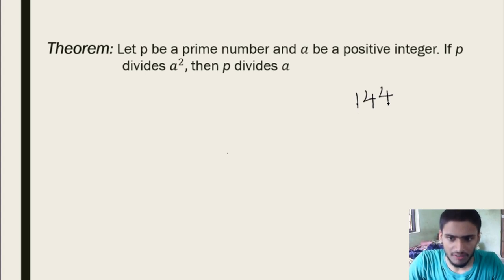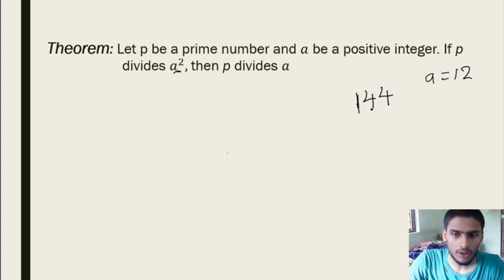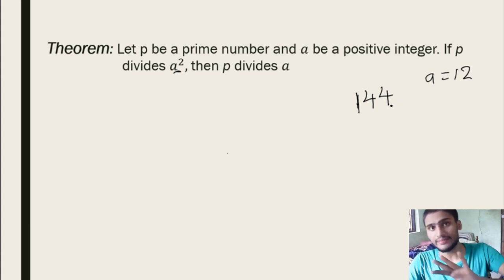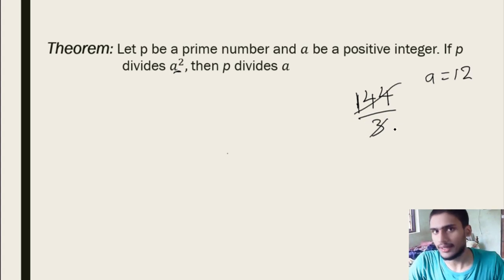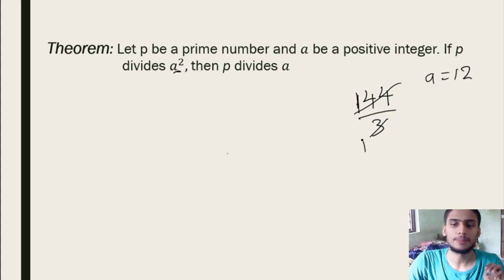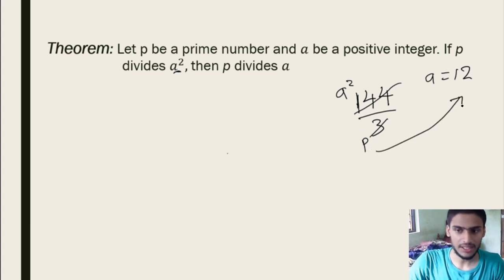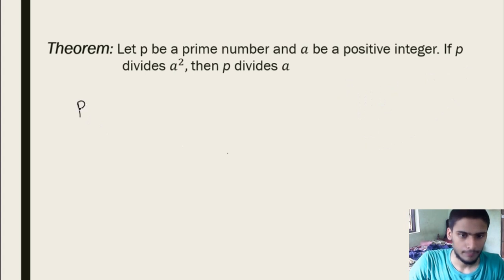Just to confirm that it is correct, let's try out an example. Let's say 144 is a square, 144 is 12 square, so a equals 12, and you can factorize 144 and find out that 3 is a factor of it. So 144 can be divided by 3. Now you can directly see that 3 is a prime number, 3 is p, and 144 is a square, and p divides a square, 3 divides 144, but p, which is 3, also divides 12, which is a. So it makes sense, but let's quickly prove it.